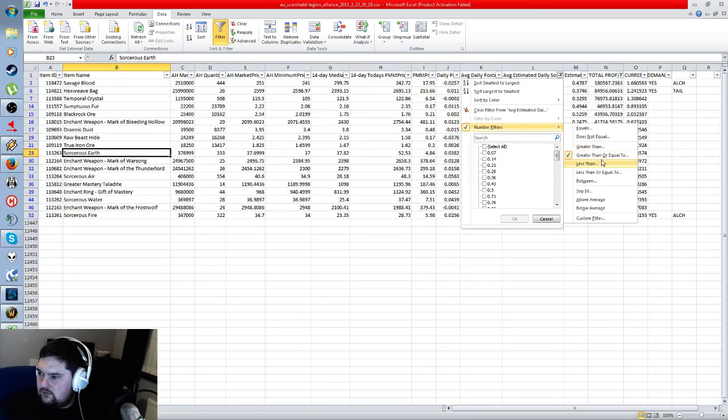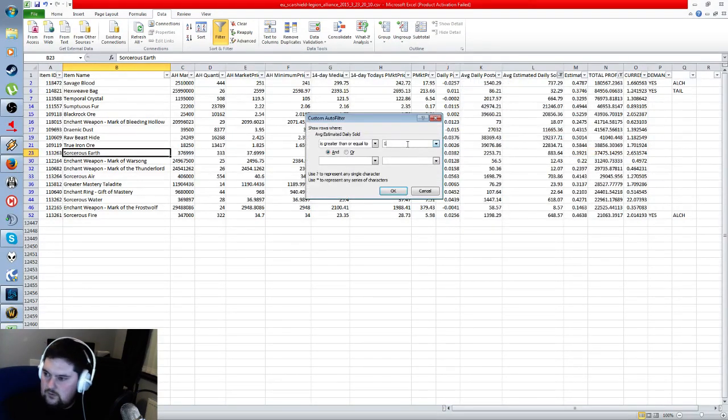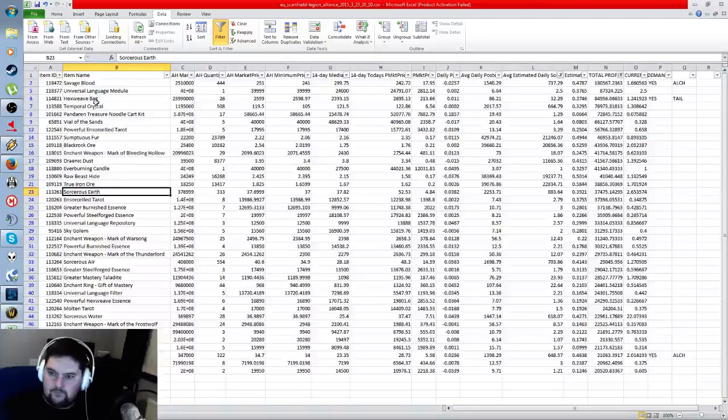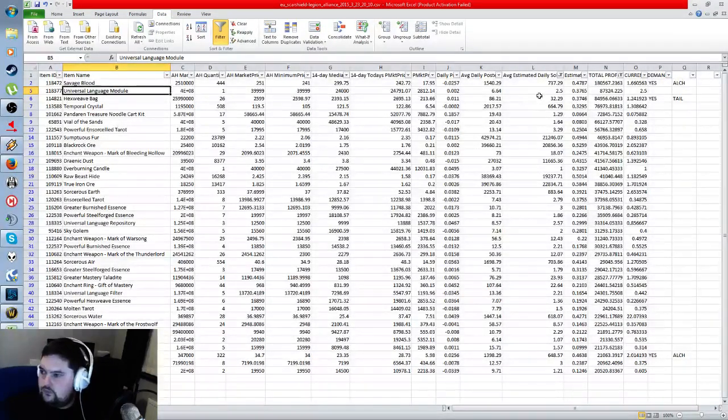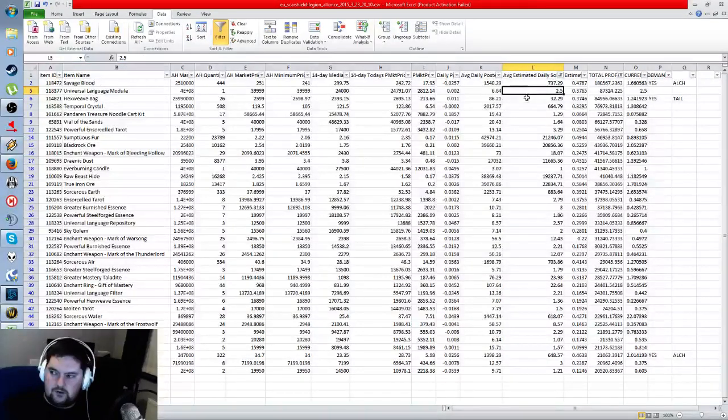We can change this and we can change it to 1. Now this is giving you things that don't sell quite as much. You can see the universal language module, we're only selling 2, maybe 3 per day, but the price of them is a lot higher. They're going for 40k on my server. Now it'd be quite hard for me to farm them.